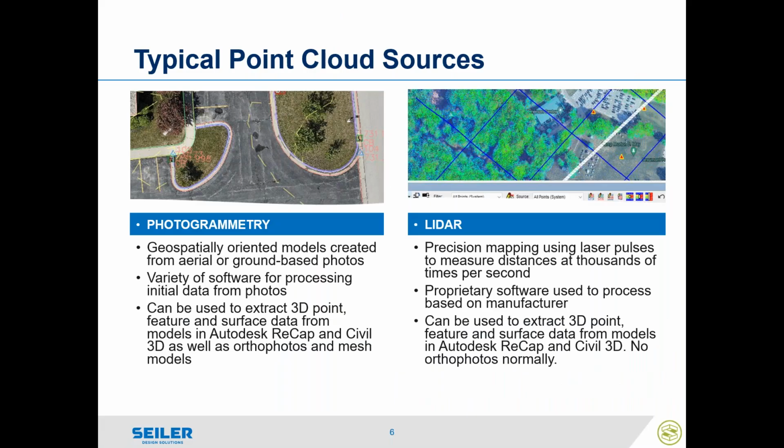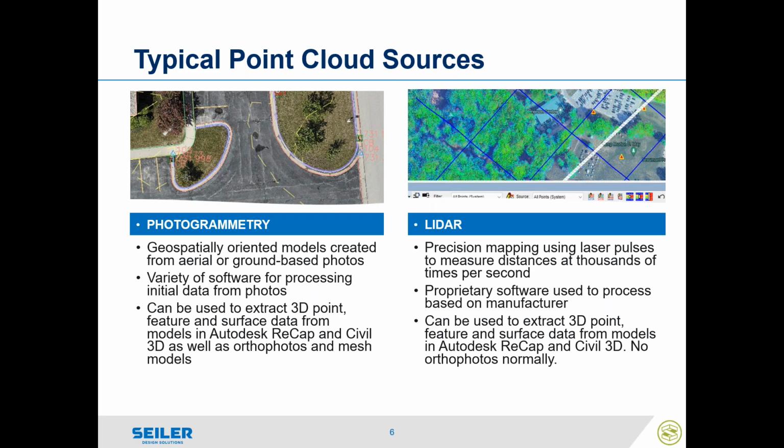So typical point cloud sources are going to be either from photogrammetry or LiDAR. Photogrammetry, of course, is geospatially oriented models created from aerial or ground-based photos. There are a variety of software available for processing that. Autodesk does have a photogrammetry processing software, but it is very black boxy, and there aren't a lot of choices in that. We do recommend specific ones: if you're a Trimble Business Center user, there is the photogrammetry module for that, or Pix4Dmatic, or there's a dozen choices you can have in processing that data.